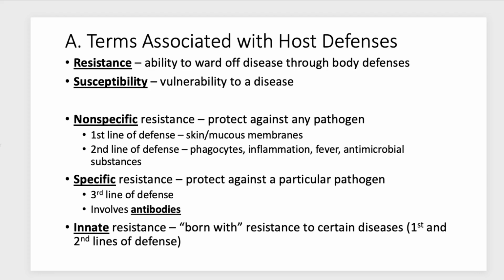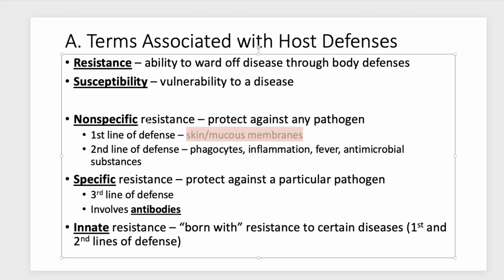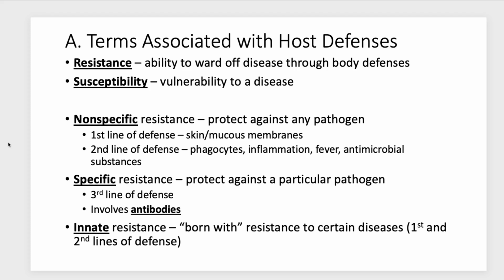So we have two lines of defenses for that. For our non-specific resistance, our first line is going to be what a pathogen would encounter first, which is going to be the skin and the mucous membranes. Our second line of defenses would be what they would encounter if they are able to get through that, which would be phagocytes, inflammation, fever, and then antimicrobial substances.